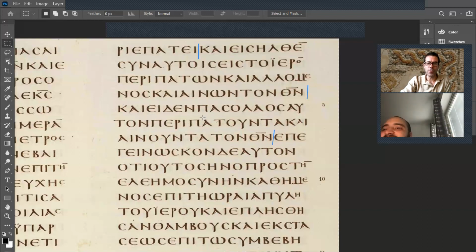Great. Yeah, we have some repeated words here, but they're in a different case. So instead of nominative, they're accusative in this one.